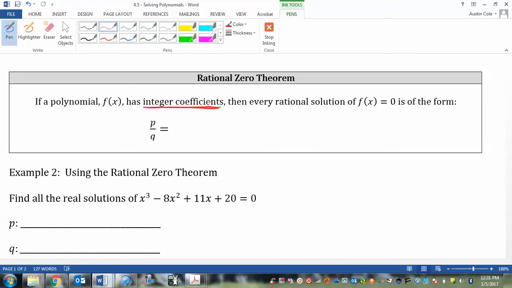Then every rational solution of this polynomial f of x is in this form of p over q. And p is the factors of the constant. Okay, p represents the factors of the constant, and q represents the factors of the leading coefficient.